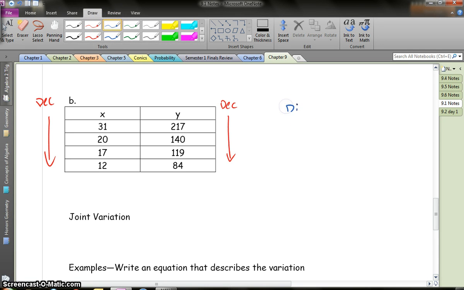This would be a direct variation. Let me explain why. Let's say 217 equals k times 31. Well, if you divide by 31, k is 7. 140 divided by 20, k is 7. 119 divided by 17, k is 7. So as your x gets smaller, your y gets smaller. That makes sense when you're multiplying, right? If you're multiplying by a smaller number, your result is going to be smaller. So it's going to be less.